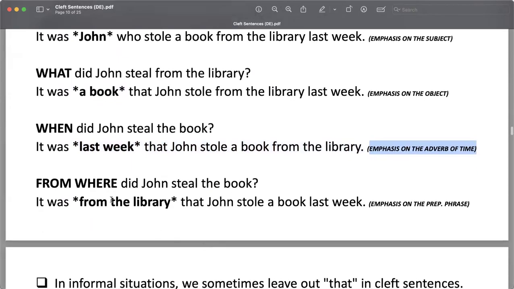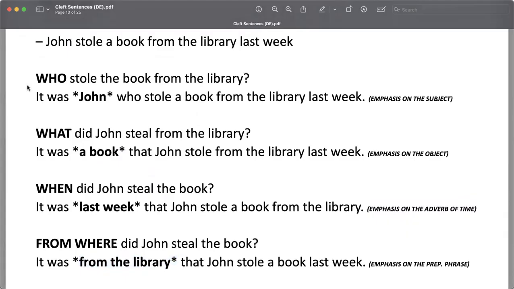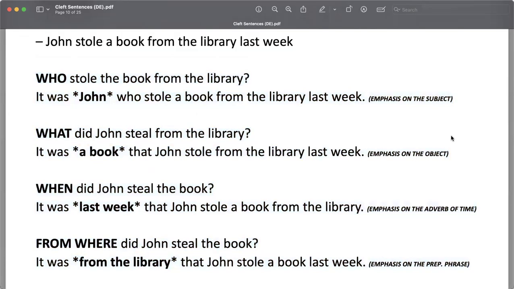So from where? When it comes to that, the emphasis is on the place. So it was from the library that John stole a book last week. You can clearly identify the structures and the variations, because when it comes to spoken English, we are going to cleave these sentences exactly. So this is a really essential part of spoken English. Otherwise you will have plenty of difficulties communicating with people. So at the end you can understand.